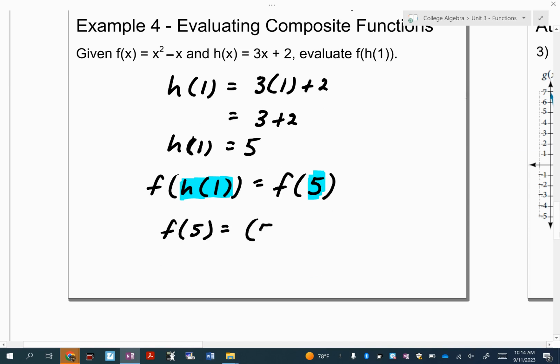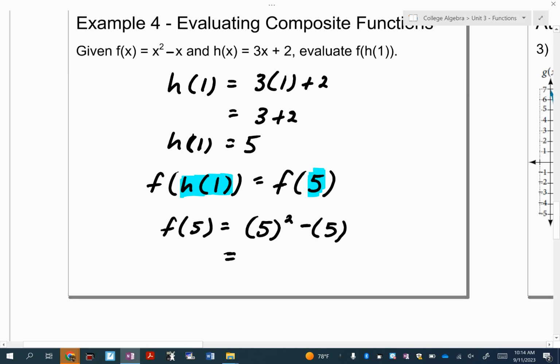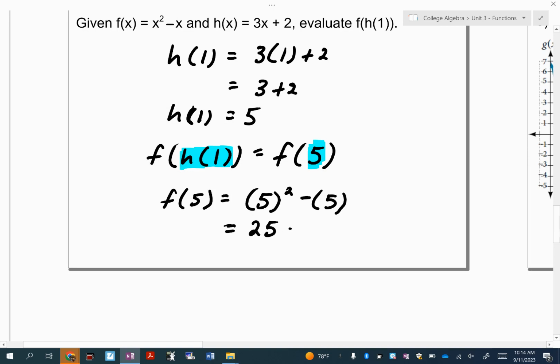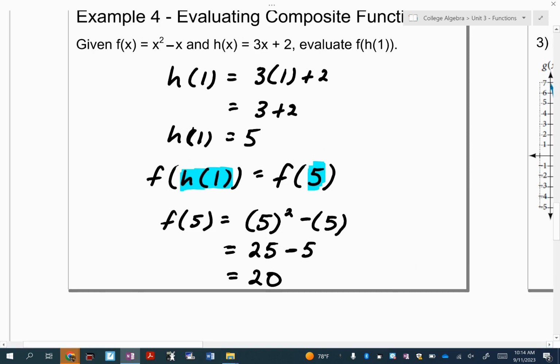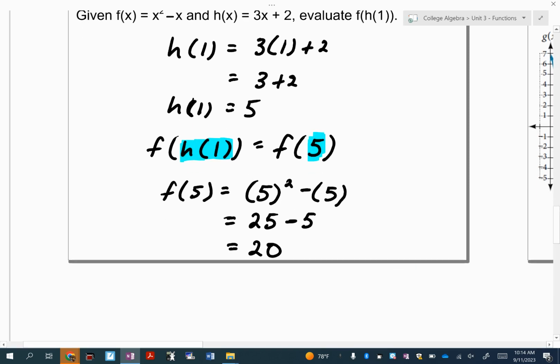which is going to be 5 squared minus 5. 5 squared is 25. Bring down the minus 5, and you get 20. So this is f of 5, but the whole reason you were doing f of 5 in the first place is because you found h of 1 was equal to 5. So this is f of h of 1 equals 20.